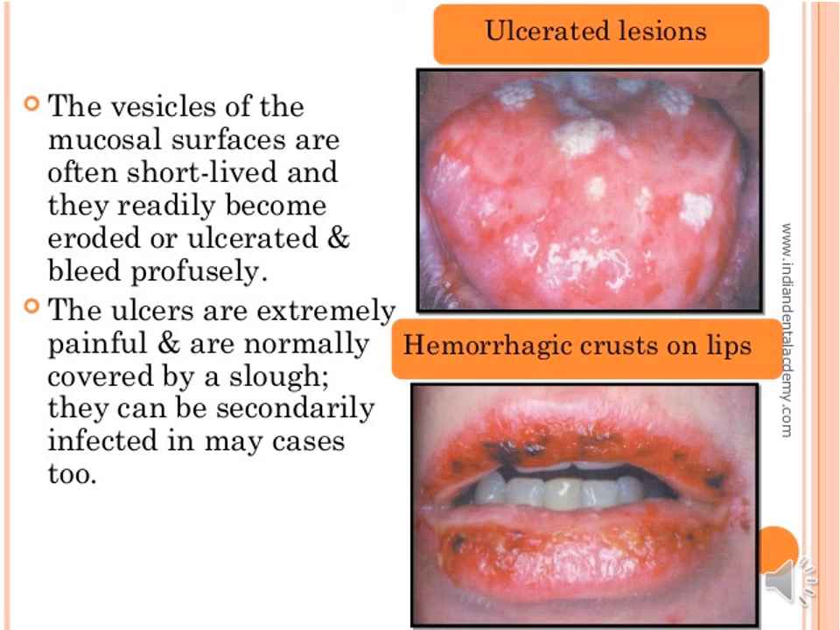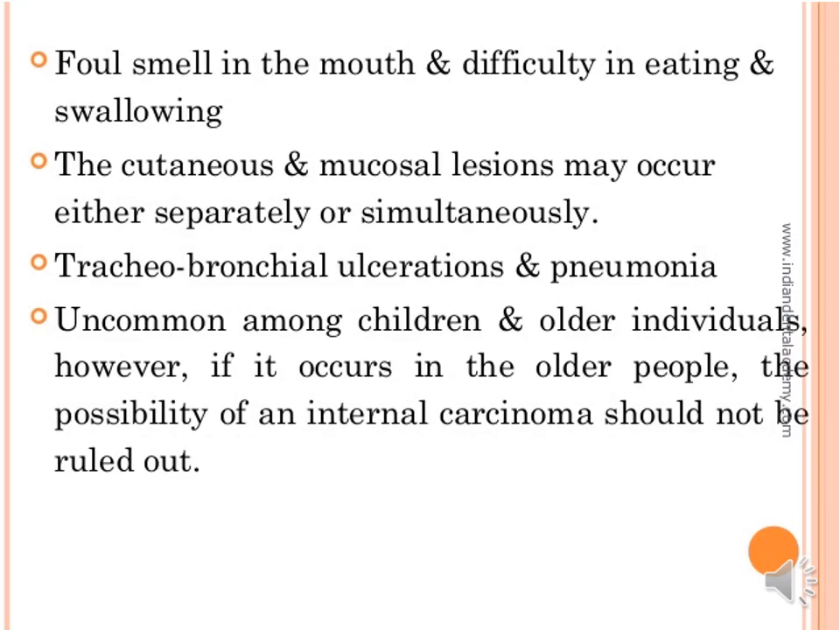The vesicles of the mucosal surface are often short-lived and they readily become eroded or ulcerated and bleed profusely. The ulcers are extremely painful and are not normally covered by slough. They can be secondarily infected in many cases too. Foul smell in the mouth and difficulty in eating and swallowing. The cutaneous and mucosal lesions may occur either separately or simultaneously.